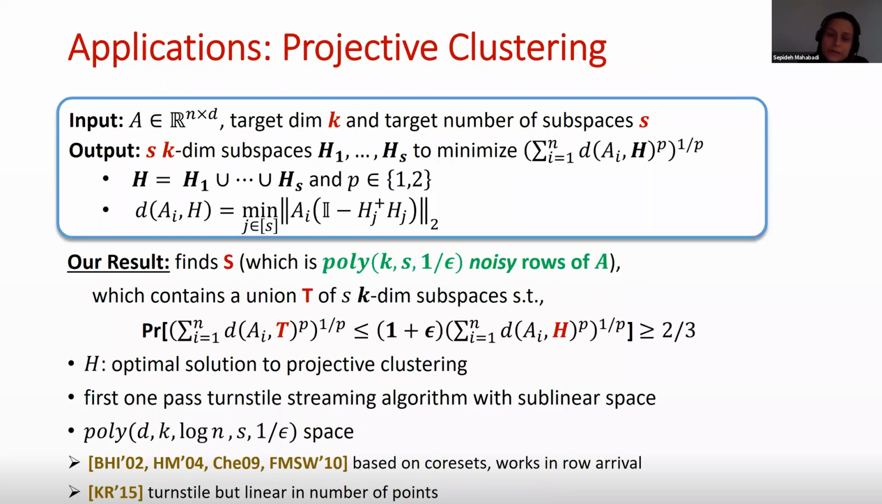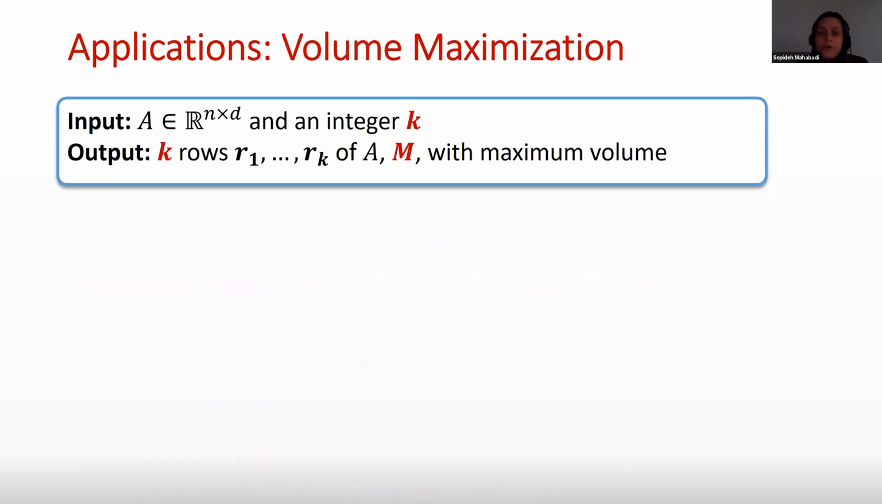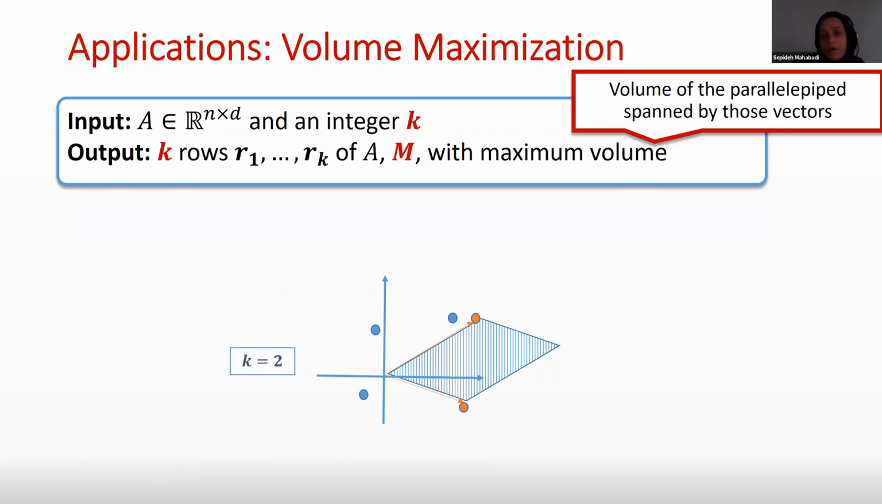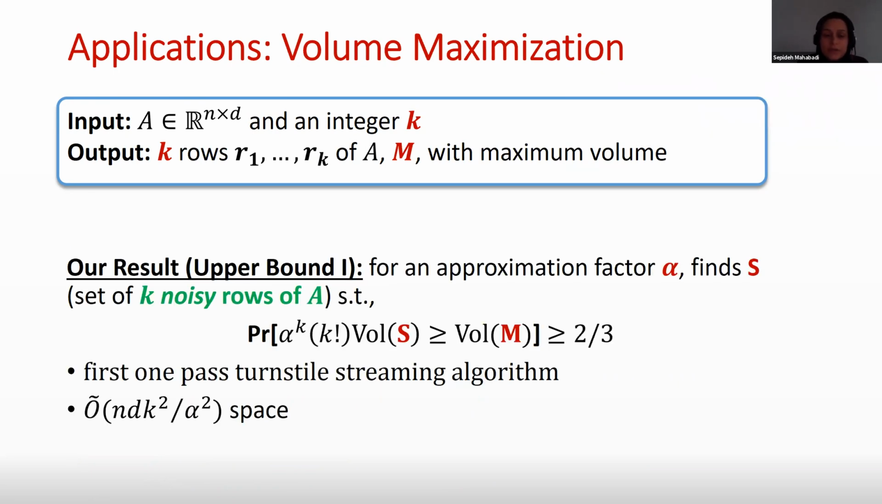We can also have similar results for projective clustering when we would like to report k subspaces, each of dimension k, that best approximate the data. And finally, for volume maximization, where the goal is to pick k rows of the matrix that maximize the volume. And again, the volume is the volume of the parallelepiped spanned by those k vectors. Okay. So for this problem, we can show an algorithm that has approximation factor alpha to the k times k factorial. And the space usage of the algorithm is going to be n d k squared over alpha squared.